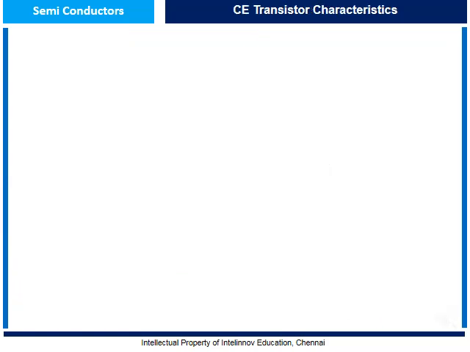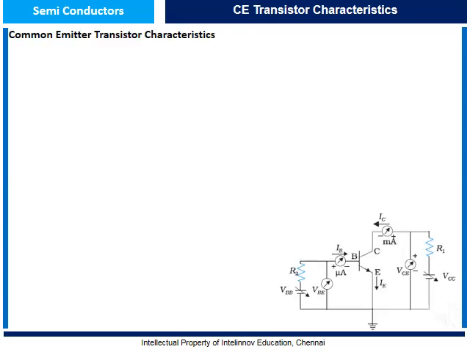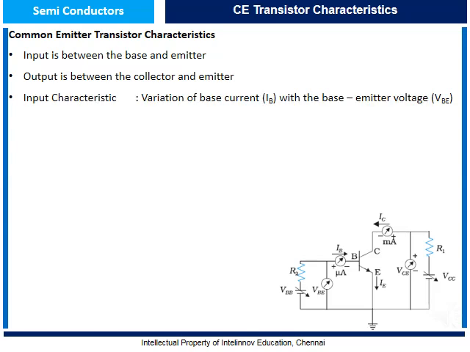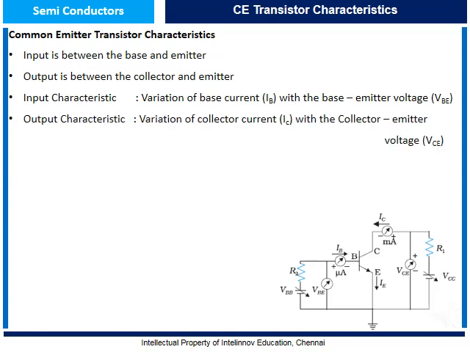Let us understand some of the characteristics of common emitter transistor. Here input is between the base and the emitter. Output is between the collector and the emitter. Input characteristic can be drawn by varying the base current with the base emitter voltage. That is, input characteristic is nothing but the graph drawn between IB and VBE. And output characteristic is drawn by varying the collector current with the collector emitter voltage. That is, it is the graph between IC and VCE.